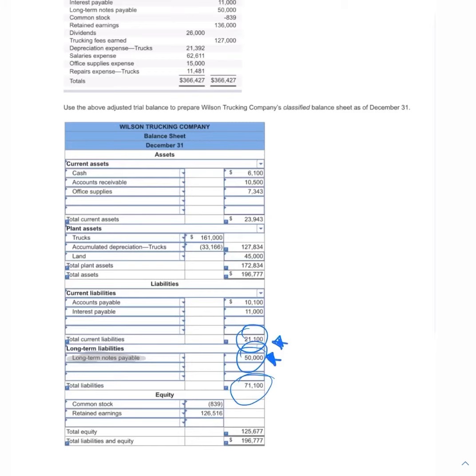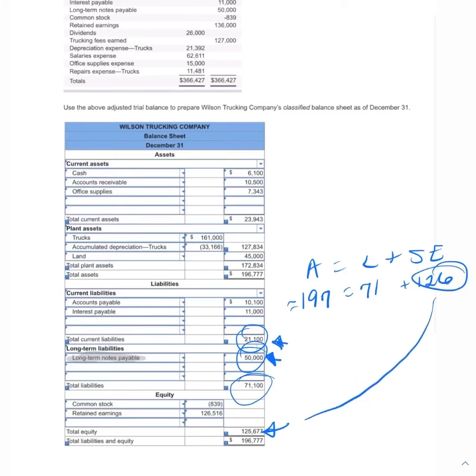Now, before you even do the next section, you could jump ahead and know what that number is, because if you know assets equal liabilities plus stockholders' equity, and you know you've done everything else right, you know assets are approximately 197, your liabilities are approximately 71, so you know this is going to be about 126, and you see that is roughly what that comes to right there. So you can already have a good idea of what that bottom line number should be, as long as you have done everything else properly to this point in the question.